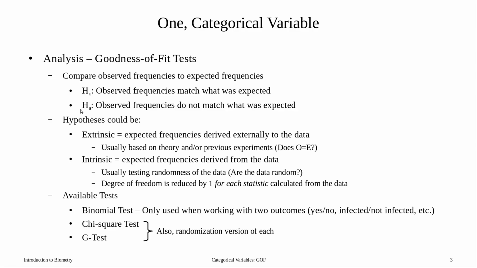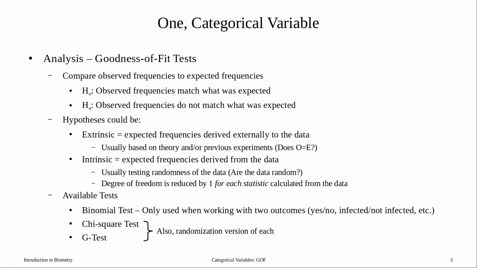Now, much like in ANOVA, it doesn't tell us which frequencies differ, it just says at least one, or probably two, observed frequencies do not match the expected frequencies. We can get a little bit more specific with our hypotheses depending on the biological question of interest. So our biological question of interest may be related to some theory or some idea. So I'll use Mendelian genetics.